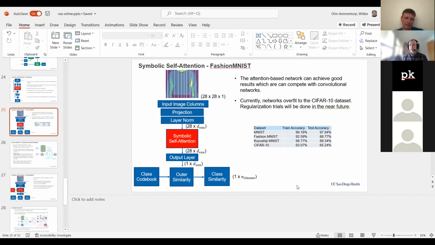So you basically train the network to choose consistently one of these random symbols. Yeah. Okay. Interesting.